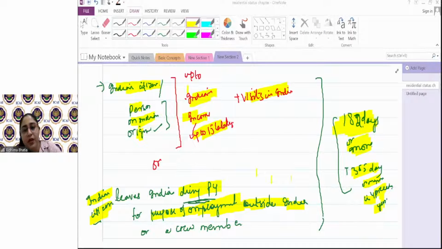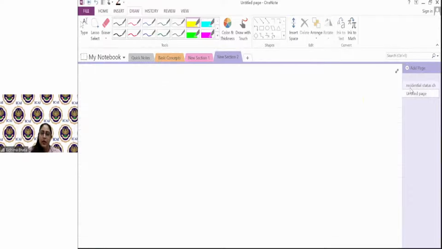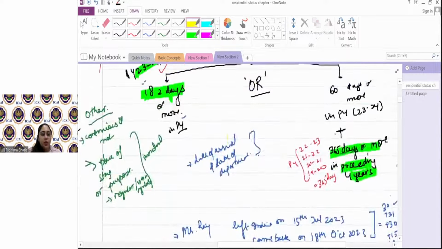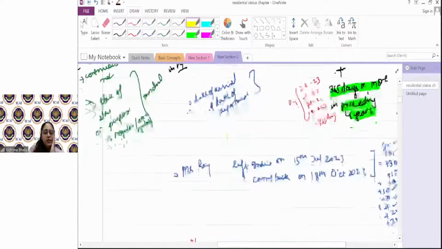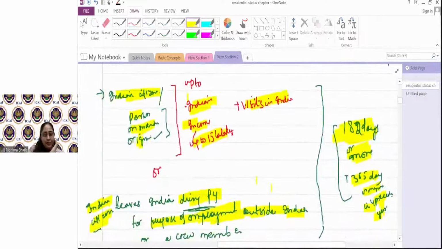The criteria is, guys, please stay on the page. First, we covered the basic rule that a person would be resident in India if he is in India for 182 days or more in the previous year, or 60 days or more in the previous year but 365 days or more in the preceding years. Okay? Then we came to exceptions. What is the exception? One exception is for an Indian citizen who leaves India for the purpose of employment during the previous year. Here you have to note that he is leaving for employment and he is leaving during the previous year.